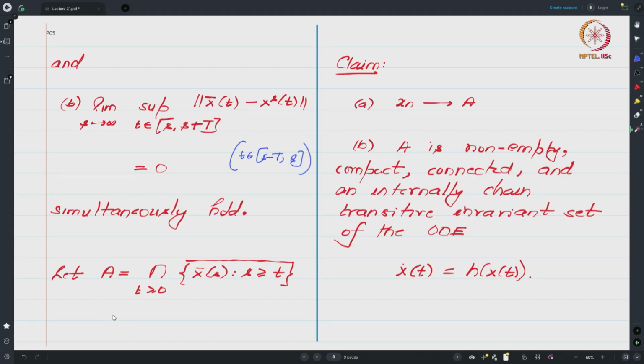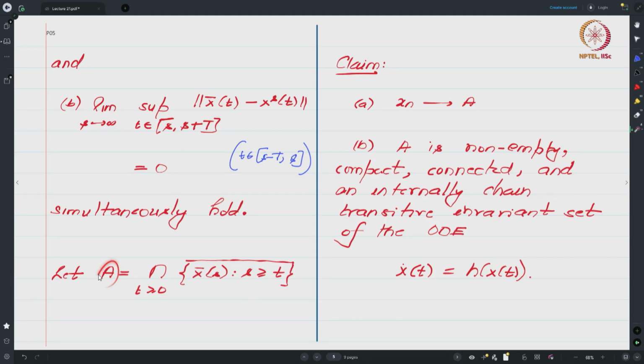And in order to get to the conclusion of the main theorem that we stated, we are going to prove these two claims. The first claim is to show that your xn actually converges to this A, the A that we have defined over here. In some sense that is obvious, but we will formally show that. And the next part is to show that this A indeed has the desired properties, that is A is non-empty, it is compact, it is connected, and it is internally chain transitive with respect to the limiting ODE, right.